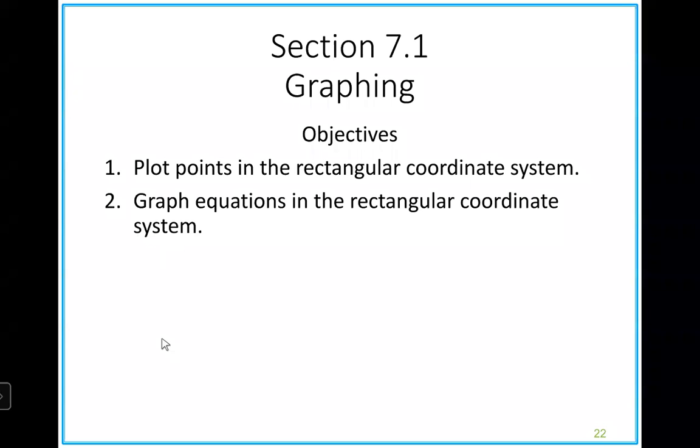The first thing we're going to look at is plotting points. And I guess all of you should remember the basics of plotting points, and we refer to it as a coordinate system, a rectangular coordinate system, because we actually have squares on a plane that we use as our reference points for graphing. And then we're going to just look at the process for actually graphing an equation.